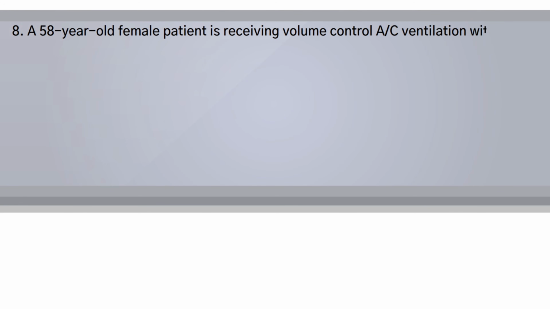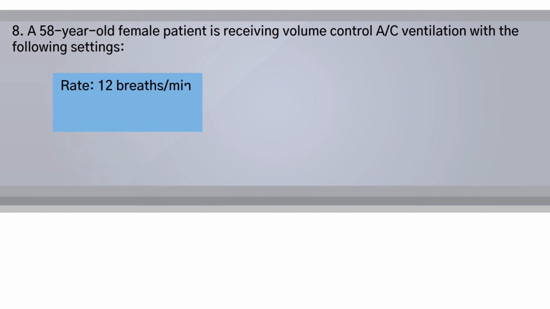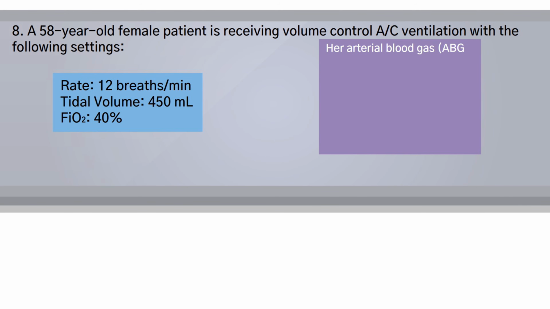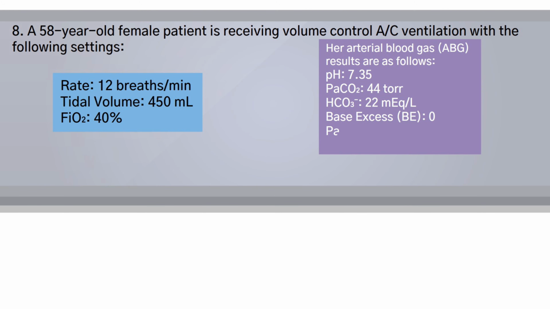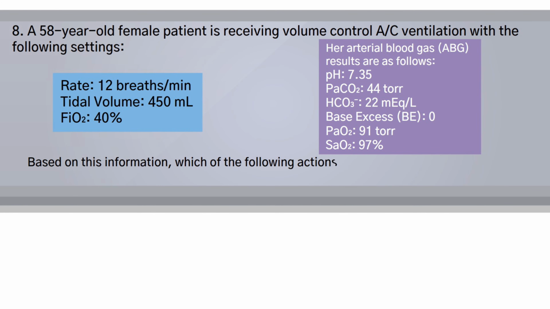Question number 8. A 58-year-old female patient is receiving volume control assist control ventilation with the following settings: respiratory rate of 12 breaths per minute, tidal volume of 450 milliliters, FiO₂ of 40%. Her arterial blood gas results are as follows: pH of 7.35, PaCO₂ of 44, bicarb of 22, base excess of 0, PaO₂ of 91, SaO₂ of 97%. Based on this information, which of the following actions would be most appropriate?